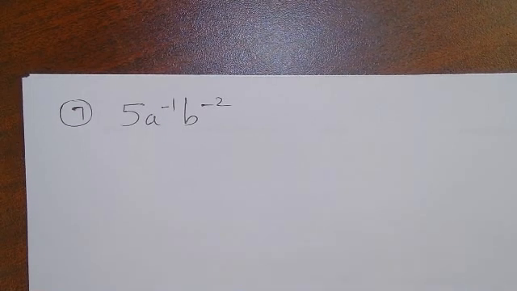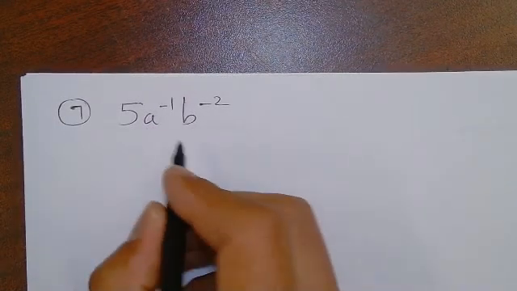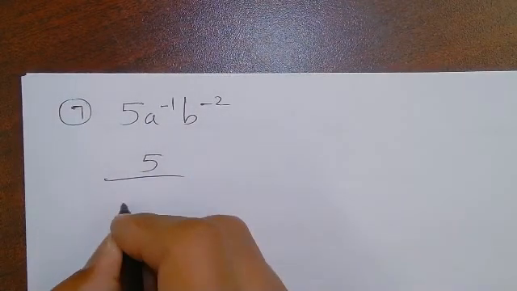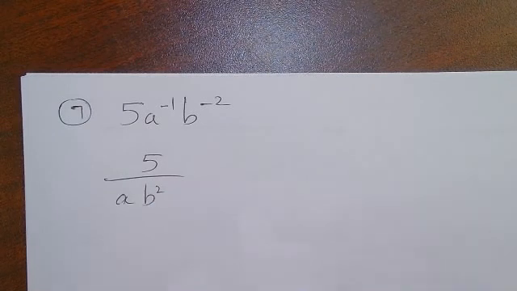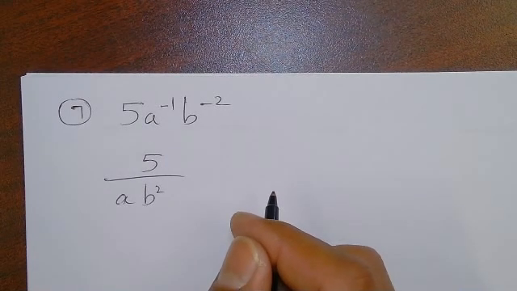Move everything? No, you leave the bottom on the top and break down. Not everything, but these two, the ones with the negative exponents. 5 stays, but A1 and B, so it'll be A what? B squared, right? We don't have to write the 1. Okay, are we good? This is easy. Last one.